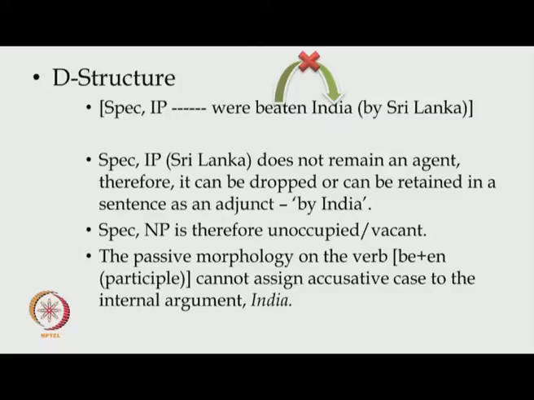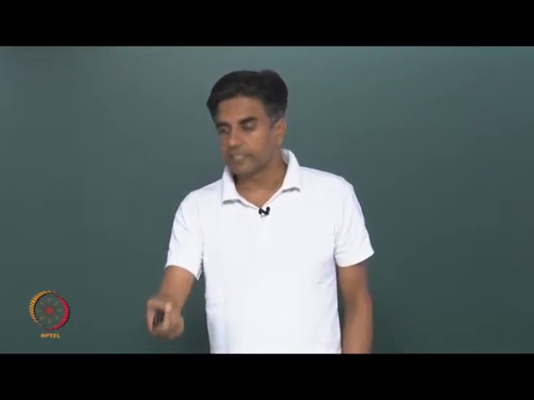Okay, it doesn't get a theta role, and it remains empty. If an NP is not assigned a theta role, then it will not appear in a position. So it remains empty. And then the verb beaten, which is a participle verb, is incapable of assigning accusative case to its object. Thus, the object remains hanging without a case. See the problem? And that is because of the nature of the passive verb.